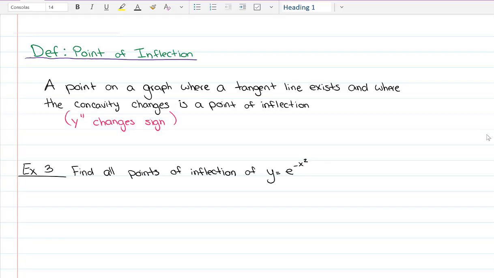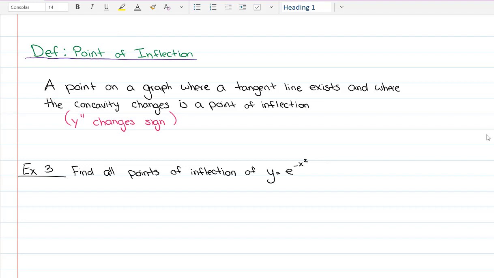Point of inflection. A point on the graph where a tangent line exists and where the concavity changes is called a point of inflection. This is where the graph becomes from concave down to concave up, or concave up to concave down. So what this means is that you need to have two things to be a point of inflection. The first is you have to have a tangent line. The second is the concavity is going to change.